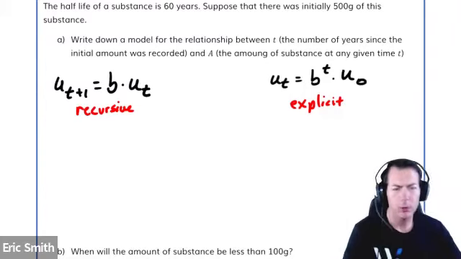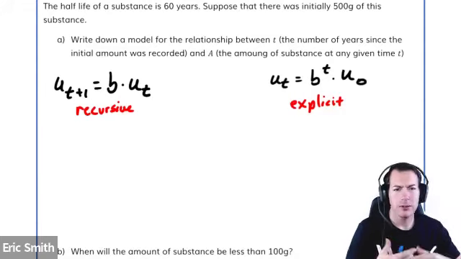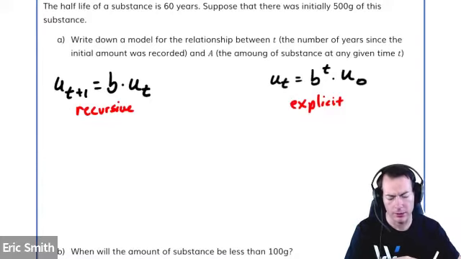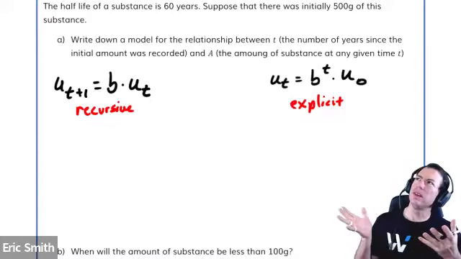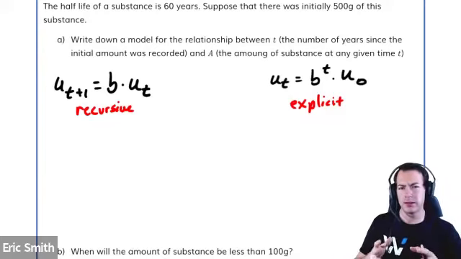All right, so let's see what we can do with this one. We have information about the half-life, but they never really give us any direct information about how much it's changing from generation to generation. So if I'm looking at both of these models and I'm like, well, which one should I start to try and write down? I'm kind of leaning more towards the explicit model.